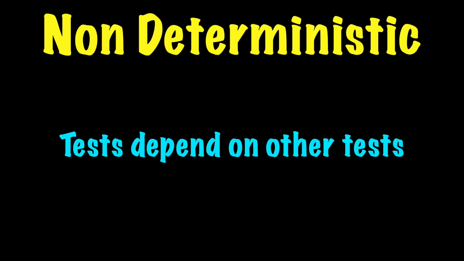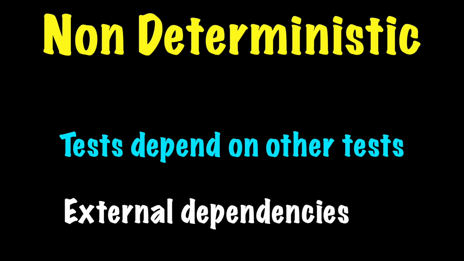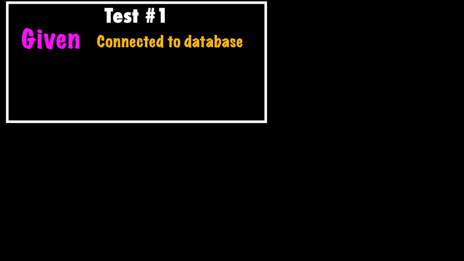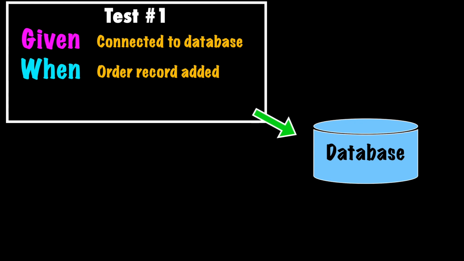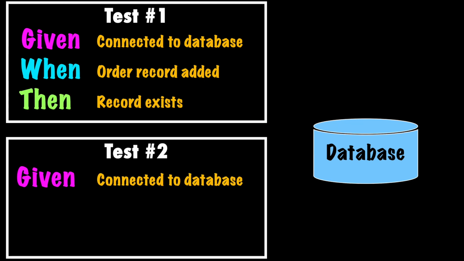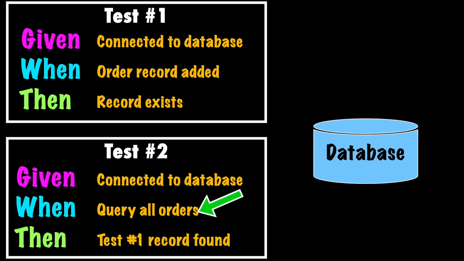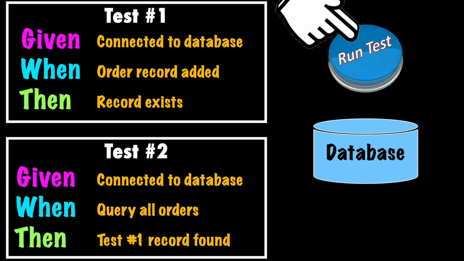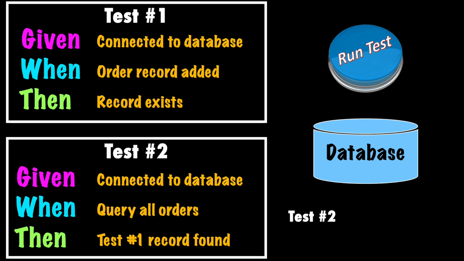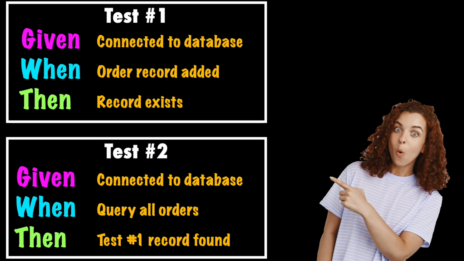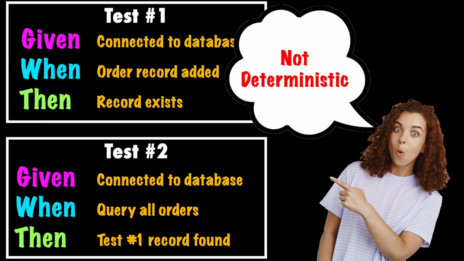Sometimes it's beneficial to recognize tests that are not deterministic. 2 common mistakes are tests that are dependent on other tests and external dependencies. Imagine there is a test that verifies an order entry record is added into a database, and the following test verifies the summary query includes the previous order entry record. What happens if the testing system runs the second test first? The test will fail. The testing framework may not run the tests in a specific order.